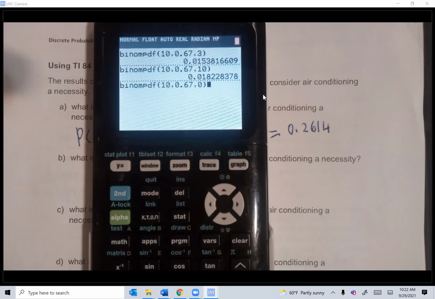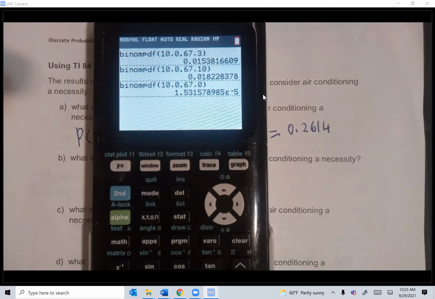So binomial PDF is 10, comma 0.67, 0. And this is the question when he asks what's the probability that none of those people say air conditioning is a necessity, none means 0. Let's find this probability. Okay, you can see the E-5, guys. E-5 means you have to move the decimal 5 digits to the left. So your answer is going to be 0.0000153157, etc., which is a very, very low probability.